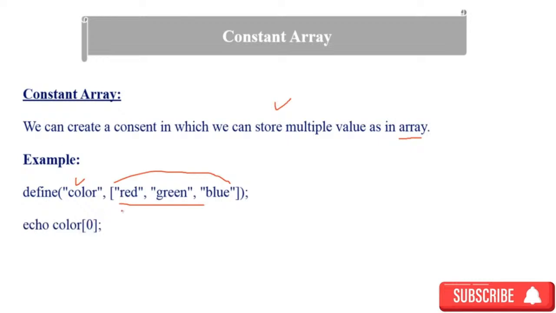This array is for initialization, assigning values to the color constant. If you want to check a value, you have to use the index number. The index numbers are 0, 1, 2 up to n minus 1, where n is the total number of elements. Color is the constant name. In square brackets you can pass an index number, for example 1, then green will display. When you put 0, red will display. When you provide 2, blue will display. This way you can create a constant to store multiple values as we store in an array. So I open Visual Studio Code and provide an example.